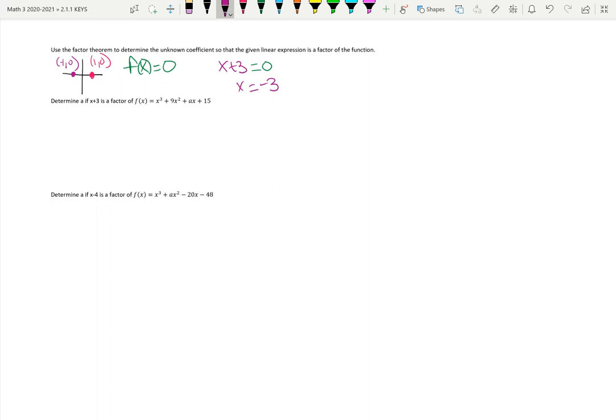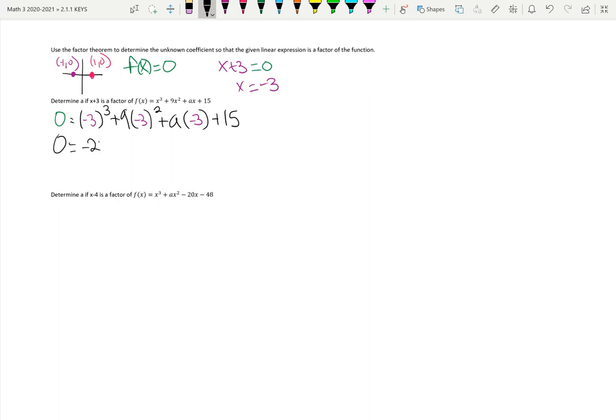So let's go ahead and model it. In this first one, I'm going to substitute 0 in for f of x. And I'm going to take the opportunity to replace all x's with negative 3. Leave some gaps. I'm going to write my a. I go ahead and put negative 3. Voila. Notice how I have one variable. One variable means I can solve it using traditional methods.